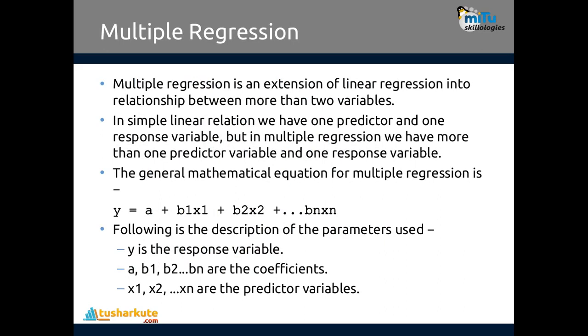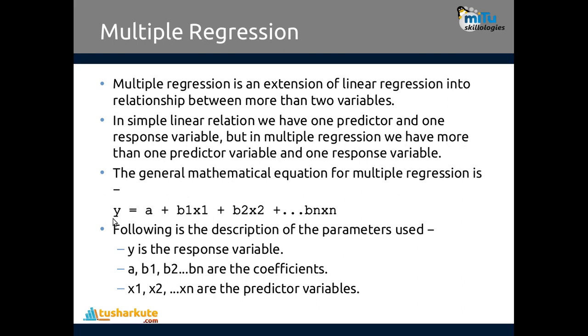Multiple regression is an extension of linear regression in which a relationship between two or more variables is possible. Simple linear regression has one predictor and one response variable, but in multiple regression we have more than one predictor variable and one response variable. Now, how can the mathematical equation be used?